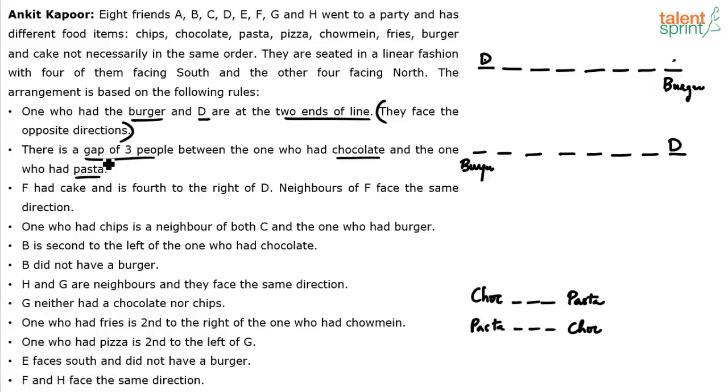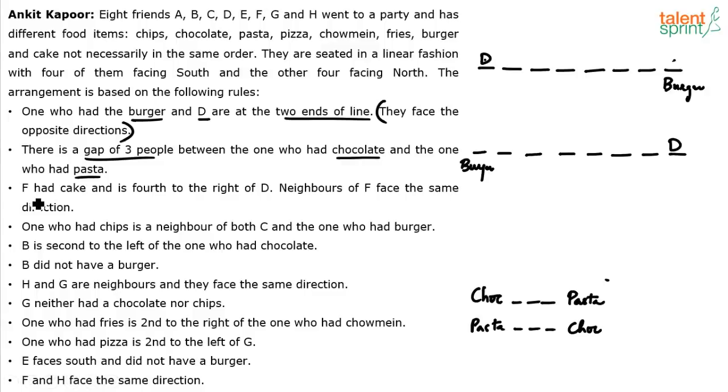All we know is there is a gap of 3 people between chocolate and pasta. So chocolate versus pasta, pasta versus chocolate, 3 people in between, right? That's the understanding. Now we'll try to fit this in the linear arrangement wherever possible. Next point: F had cake and is 4th to the right of D. Neighbors of F face the same direction.